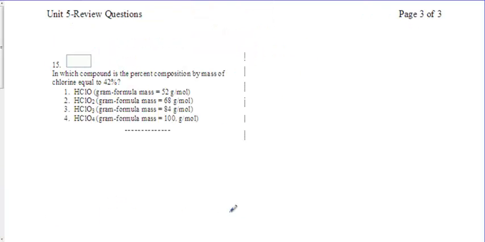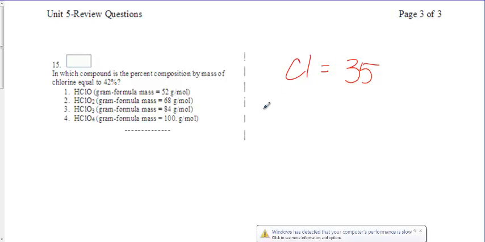Last question for multiple choice. In which compound is the percent composition by mass of chlorine equal to 42%? So chlorine has an atomic mass of 35, approximately. So we're not going to use any decimals here. Makes it a little easier. 35, and they give us our GFM. So what we're going to do is just plug in 35 over all of these different GFMs to figure out which one comes out to 42%.